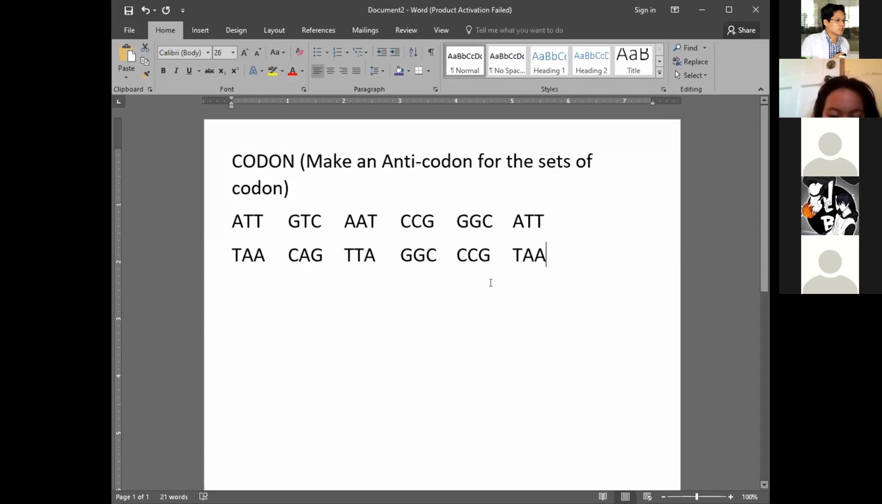Am I making this clear? Question with codons. So all we have to do is to find out what its pair is, right? This is what we call complementary base pairs. Question so far?